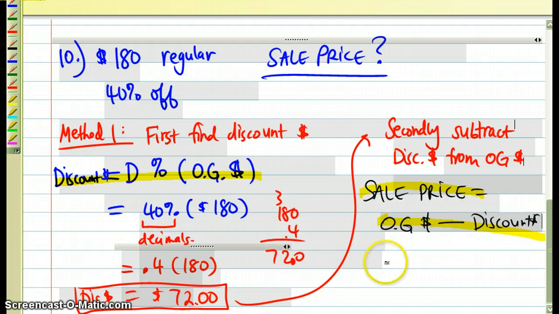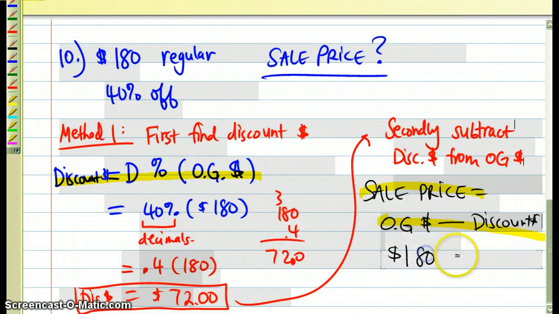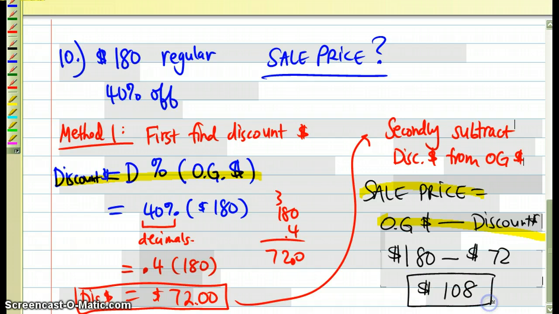So my original price used to be $180. I'm going to subtract $72 from it, which then is going to give me a final price of $108. And that's the price that I get to pay for that regular price item.